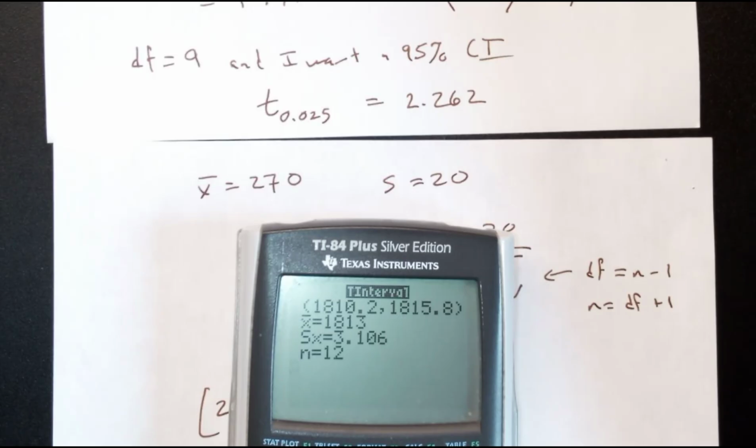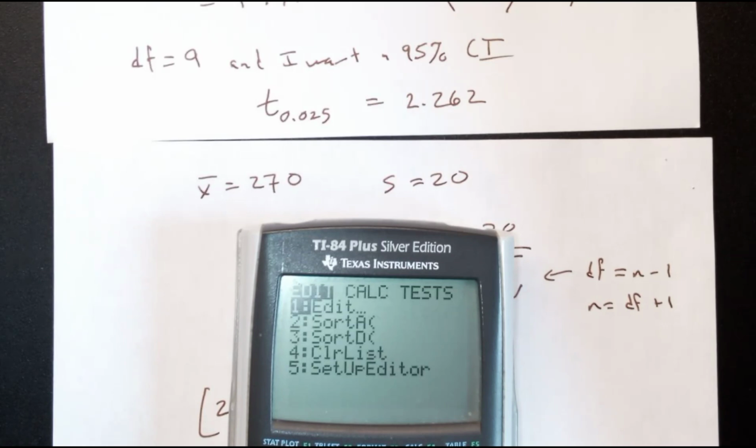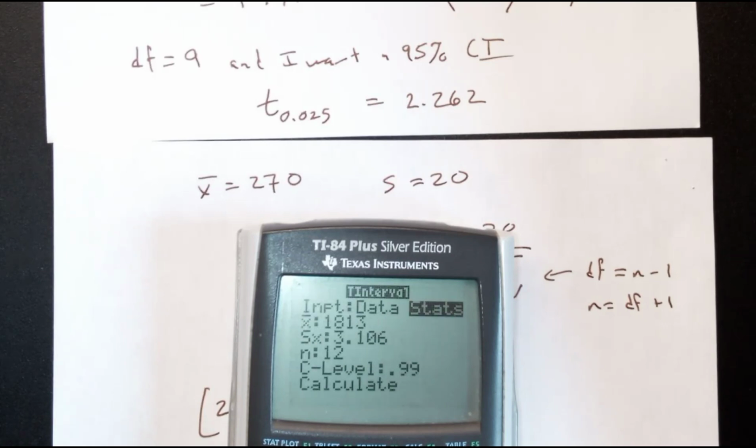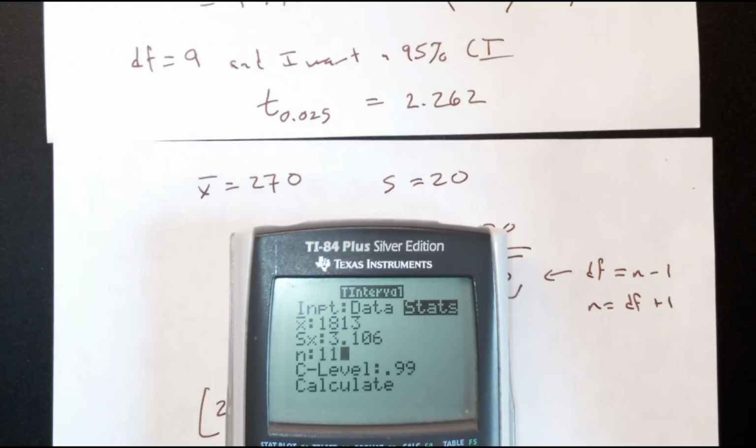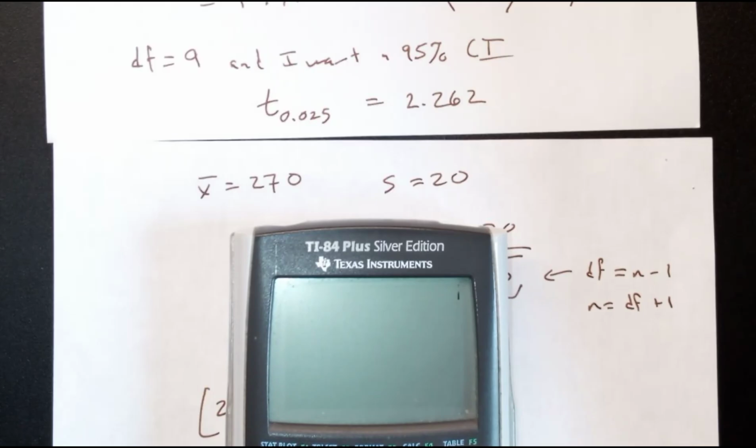All right, what did I screw up? 1810, 1815. This is what I get for not having done this in advance. Oh, I put in the wrong number. That's what I did wrong. Go back and look at the Excel sheet. What did I put in?